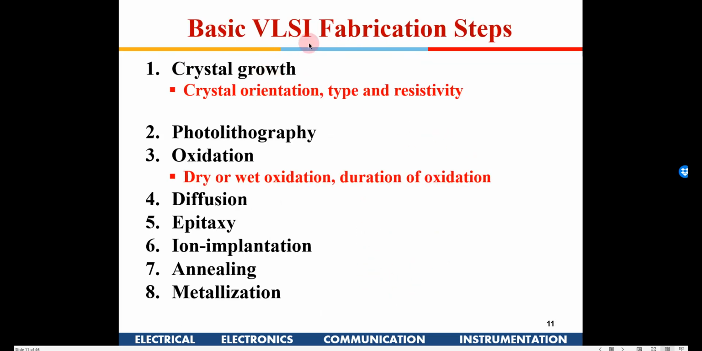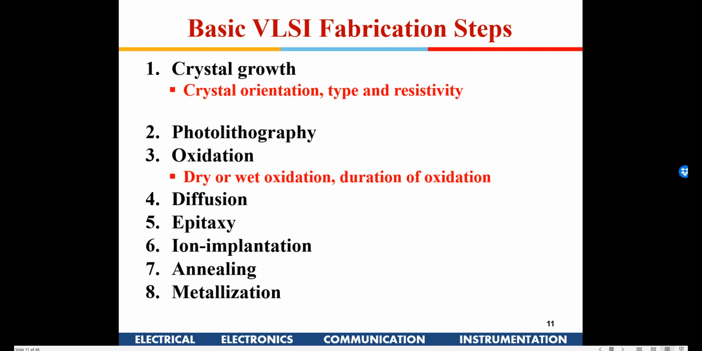Now if we start with VLSI fabrication steps, these are the 8 steps involved in VLSI chip fabrication. First is crystal growth, then photolithography, oxidation, diffusion, epitaxy, ion implantation, annealing, and metallization.